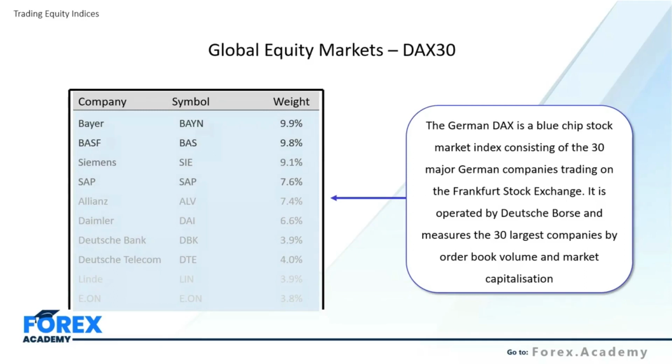We see companies like BASF, Siemens, SAP, Allianz Insurance, Daimler, Deutsche Bank, Deutsche Telekom, Linde, E.ON. So a good selection of telecommunications, technology, insurance. E.ON, I believe, is in energy. So quite a diversified collection there of securities within the DAX 30, and that could provide a totally different trading or investment opportunity as opposed to perhaps the tech heavy NASDAQ 100 or the FTSE 100, which is dominated by financials and the oil and gas sector.